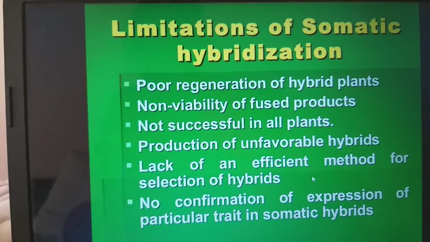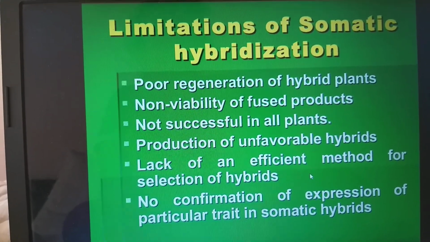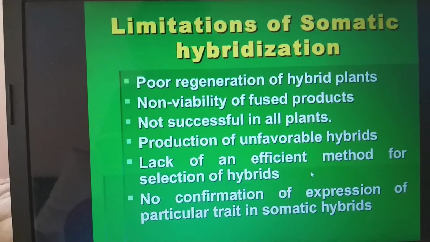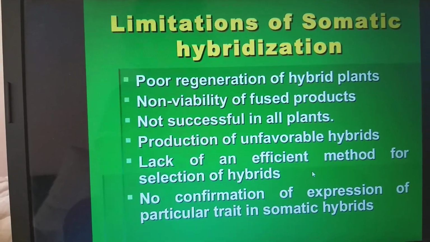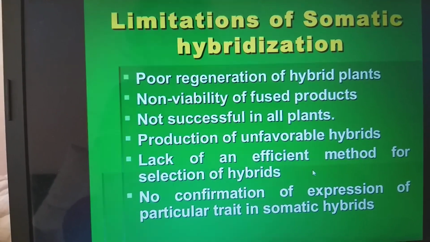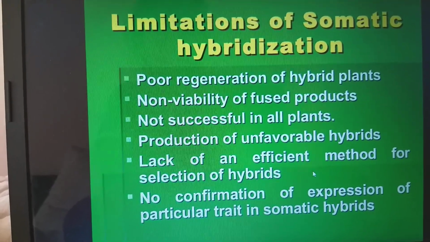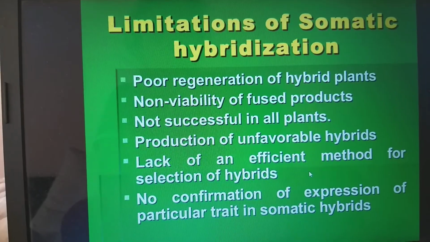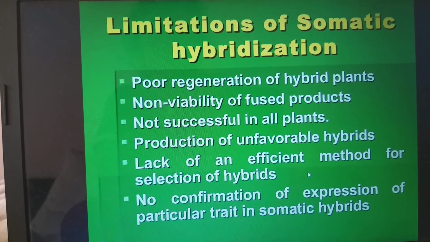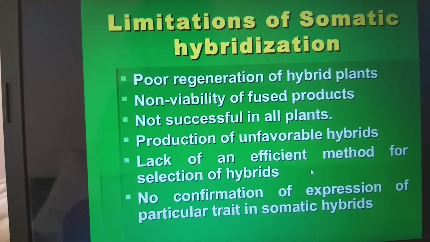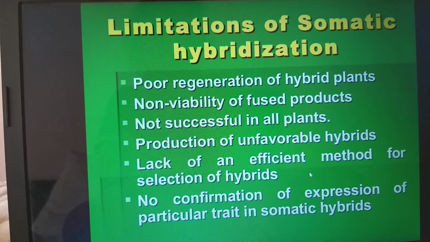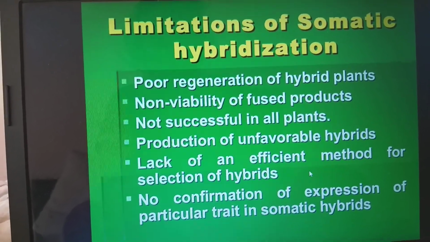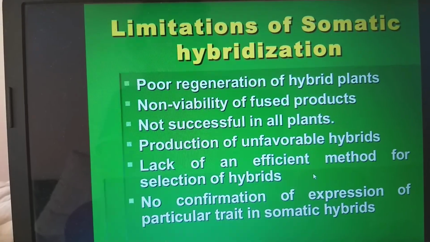Limitations of somatic hybridization are poor regeneration of hybrid plants, non-viability of fused products, not successful in all plants, production of unfavorable hybrids, lack of an efficient method for selection of hybrids, and no confirmation of expression of a particular trait in somatic hybrids. So these are all the limitations of somatic hybridization. These are the different types of hybridization and their methods.